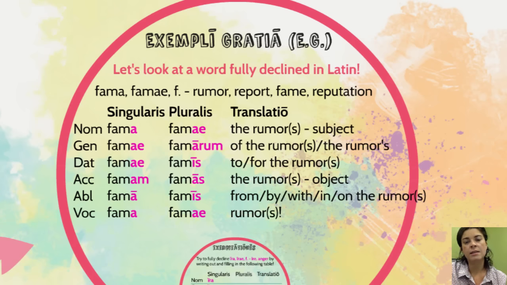If you see an N, that will mean neuter. And those are the three genders. We'll talk more about gender a little bit later when we talk about the adjective and how gender applies with that. So let's take a look at fama and how it is fully declined in both the singular and plural, and then of course the translatio or translation as well.